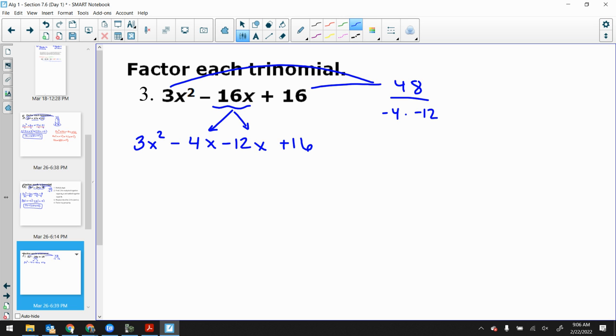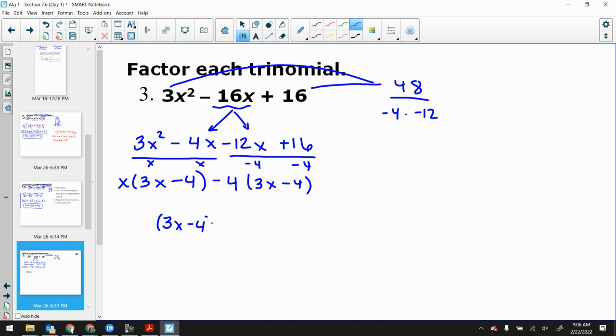I factor by grouping. I pull out an x, leaving a 3x minus 4. My GCF out of my second two terms is a -4. Oh, I forgot to write my x there. Okay, you guys get it. And then when I divide, I get a +3 and a -4. So now I factor it down. My common binomial is my 3x minus 4. My leftovers are my x minus 4.